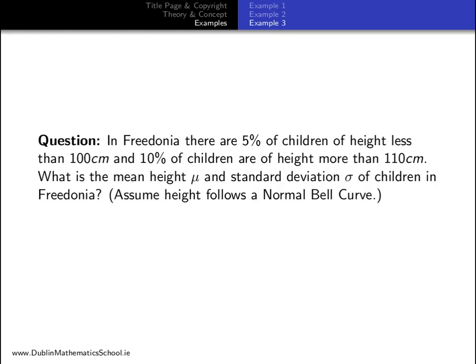Let's look at one more example. In this example, we need to find the mu and sigma. In Fredonia, there are 5% of children of height less than 100 centimeters, and 10% of children are of height more than 110 centimeters. What is the mean height mu and standard deviation sigma of children in Fredonia, assuming height follows a normal bell curve?